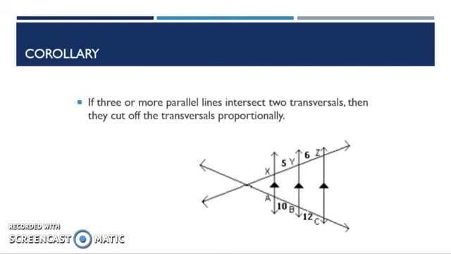A corollary to the first theorem is that if you have 3 or more parallel lines that intersect two transversals, then they cut off the transversals proportionally. The idea here is they don't have to actually be triangles, just 3 parallel lines. It's still proportional. 5 times 2 is 10, 6 times 2 is 12, so our scale factor is 2 there.